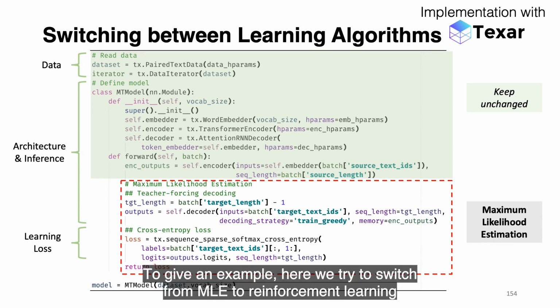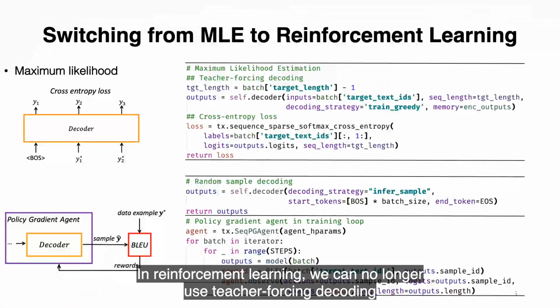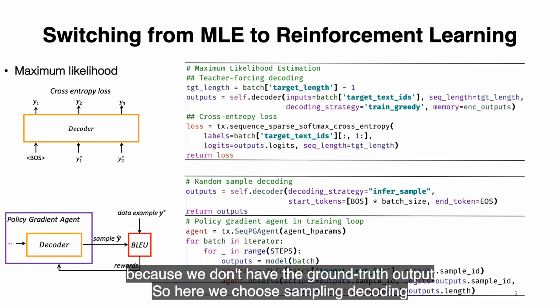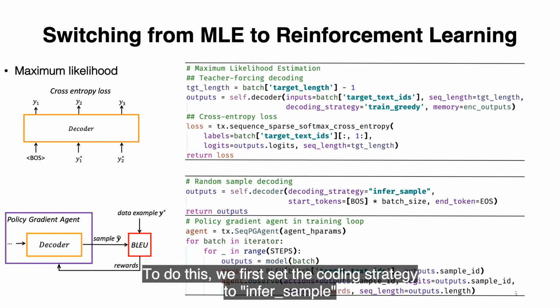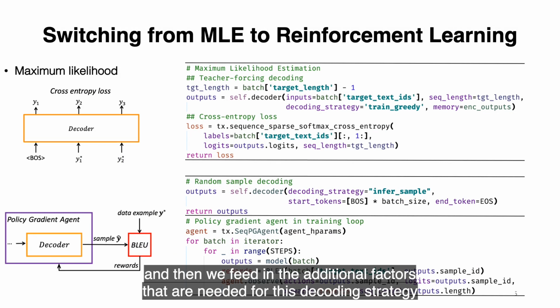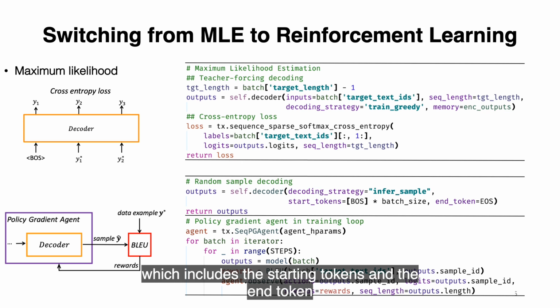To give an example, here we try to switch from MLE to reinforcement learning. In reinforcement learning, we can no longer use teacher-forced decoding because we don't have the ground truth output. So here, we choose sampling decoding. To do this, we first set decoding strategy to infer sample. And then we feed in the additional factors that are needed for this decoding strategy, which includes the starting tokens and the end tokens.